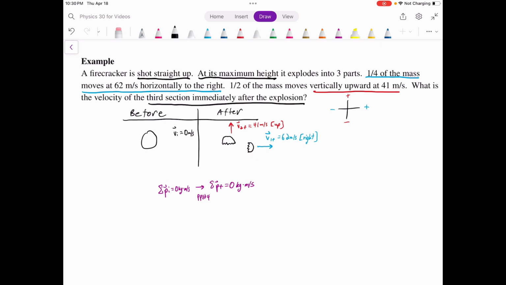Now, a very common student mistake here is to say, okay, so this third piece must be moving 41 meters per second down and 62 meters per second left. Do you see the mistake there, though? Is there any law of conservation of velocity? No, there's not, right? No one said velocity had to be conserved. Momentum has to be conserved.